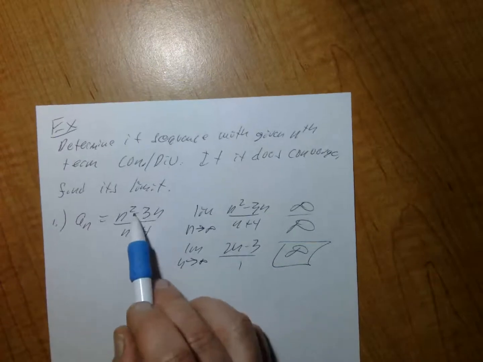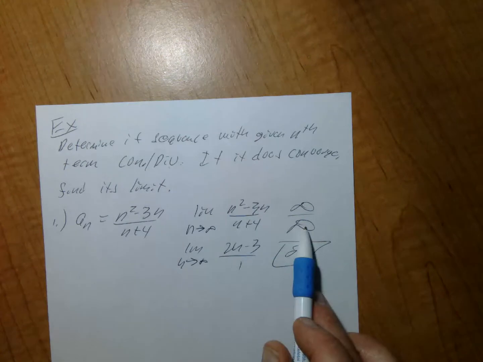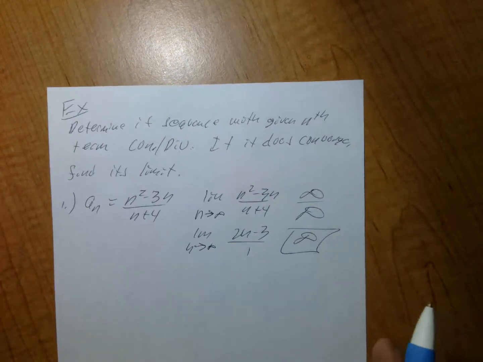go. Makes sense? So when you see something like this, you say, oh, look, the degree of the top is larger than the bottom. So obviously this infinity is going to be much larger than this, or going to infinity faster than the bottom is going to infinity. So of course it's going to be infinity.